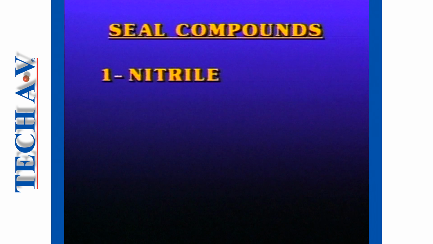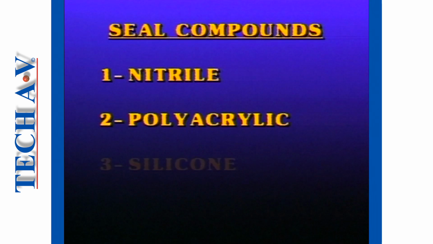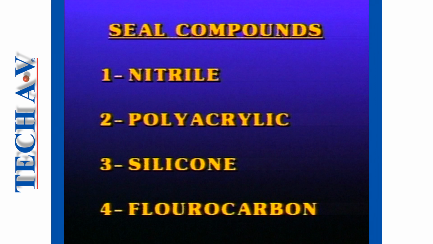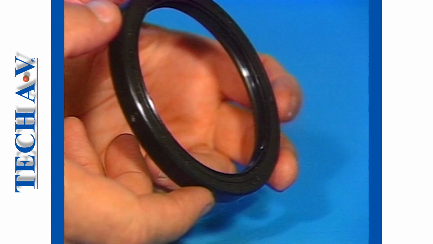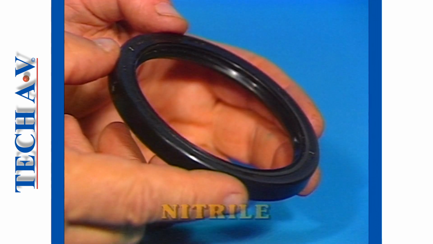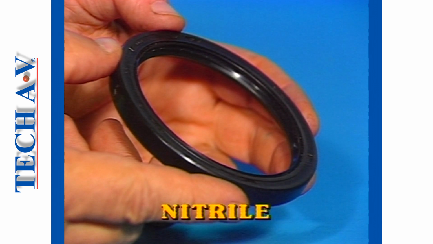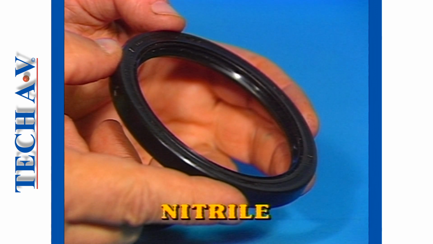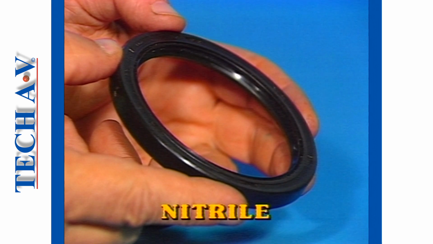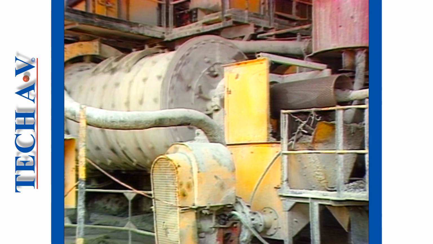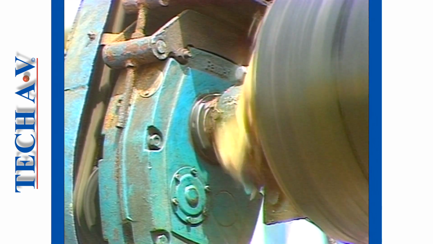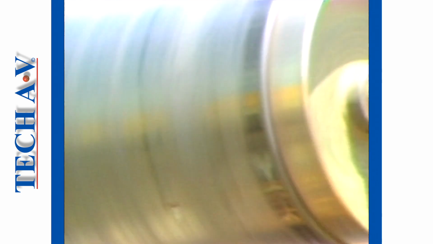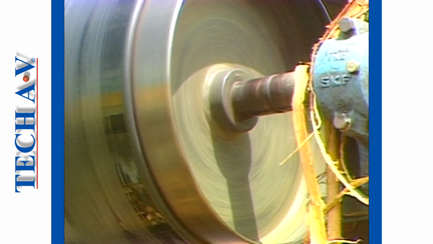Materials such as nitrile, polyacrylic, silicone, and fluorocarbon are typically utilized today. The majority of oil seals made for general applications are of nitrile, which is identifiable by its shiny or glossy black appearance. Nitrile seals are suitable for most applications that do not exceed temperatures between -20 to +100 degrees Celsius.